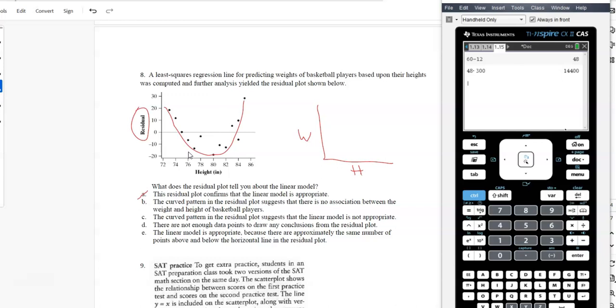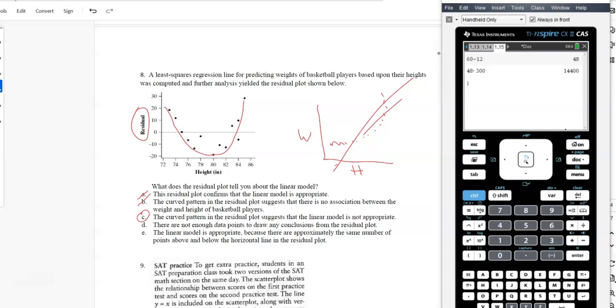We don't see that. The curve pattern in the residual plot suggests that there is no association between the weight. That doesn't actually say no association. So just a linear model is not appropriate. That is true. So when you see a curved pattern in the residual, I don't know what this actual data looks like, but it's probably curved in some way. There's some kind of curve to it, and then you're trying to fit a line to that, and it'll have that kind of a look to it.